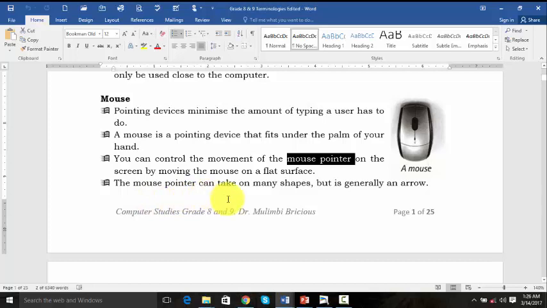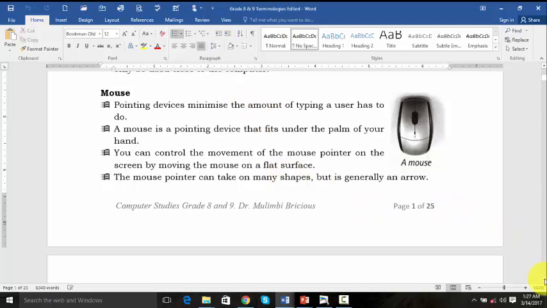The mouse pointer can take on many shapes, but is generally an arrow. As we see here, it is taking an eye shape. Then as I move to the word environment ribbon here, you see the shape changing to an arrow shape. Learners, we are going to look at many types of mouse pointer shapes in the other tutorials in our lessons to come.